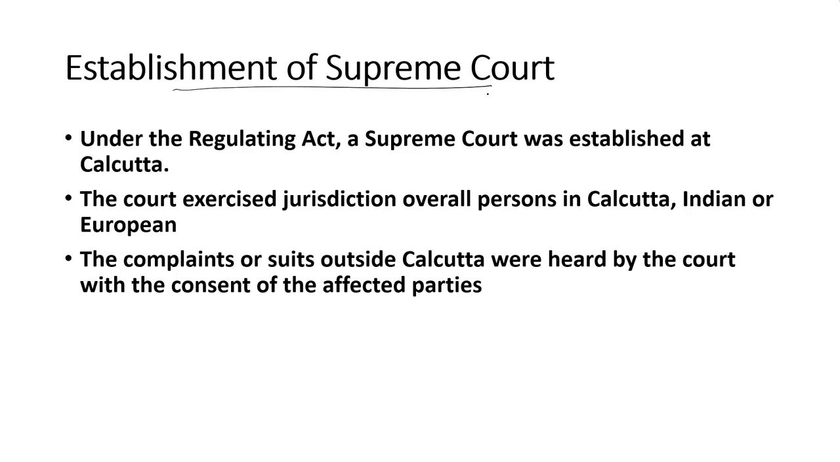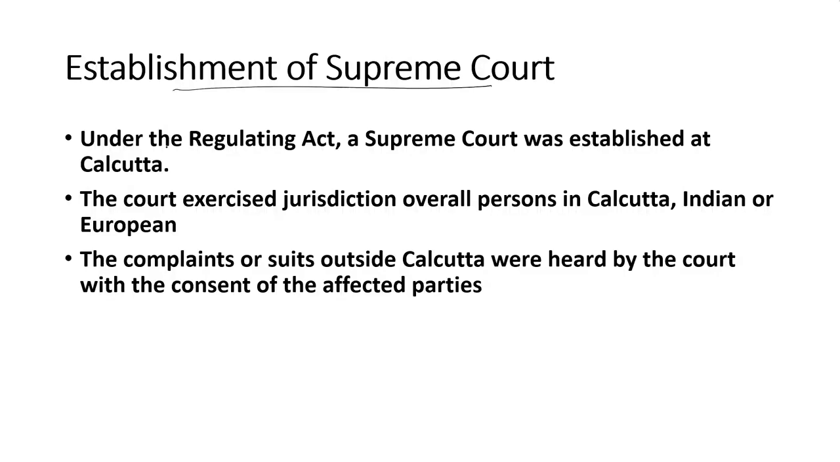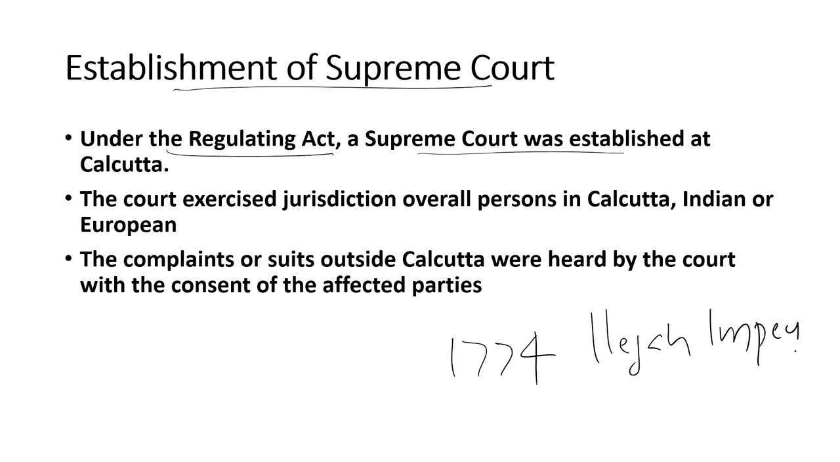Now, coming to the establishment of the Supreme Court for the first time in India. The Supreme Court was established through the Regulating Act of 1773. Under this act, there was a provision for the establishment of a Supreme Court at Calcutta. The Supreme Court was established at Calcutta in 1774. Sir Elijah Impey was the first Chief Justice of the Supreme Court created at Calcutta in 1774.